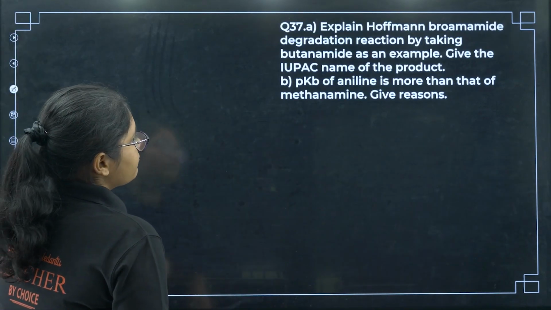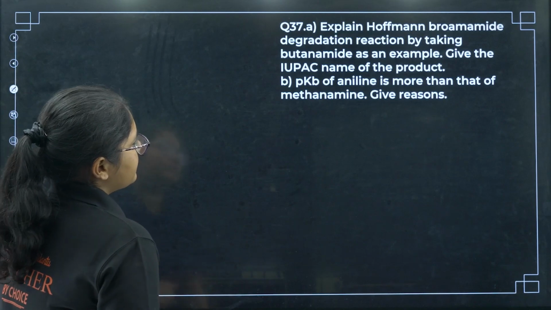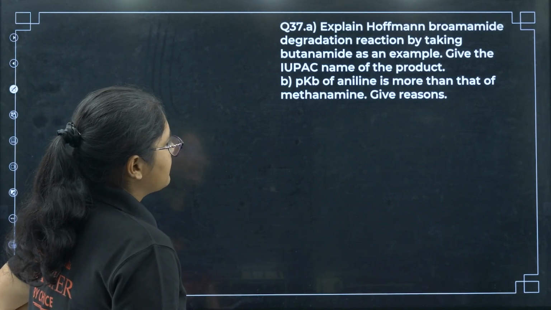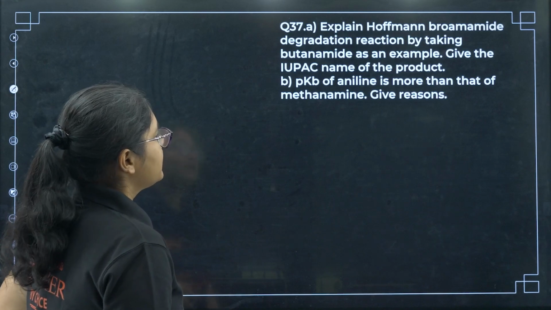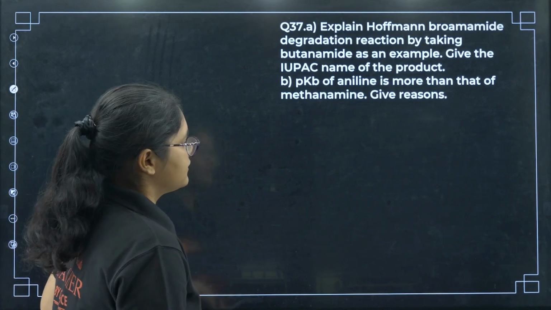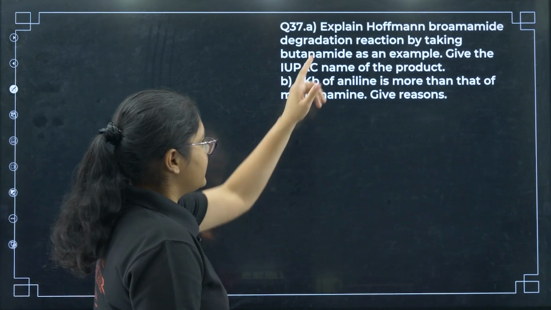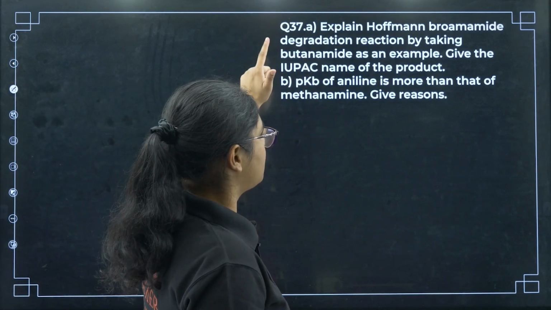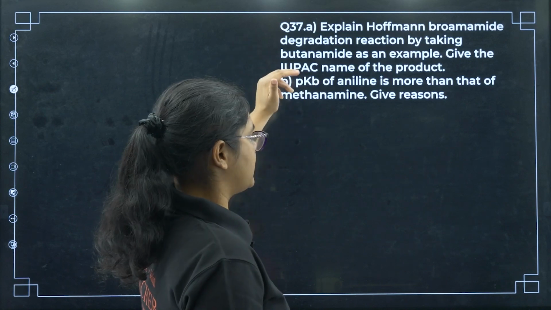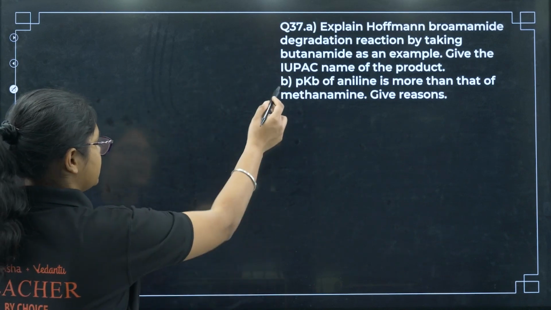Next, explain Hoffmann bromamide degradation reaction by using butanamide as an example. Give the IUPAC name of the product. Also, pKb of aniline is more than that of methanamine, give reason. Here you can see explanation 1 mark, example 1 mark and IUPAC name 1 mark, 3 marks here, and this one carries 2 marks. So you have to write 2 reasons here.